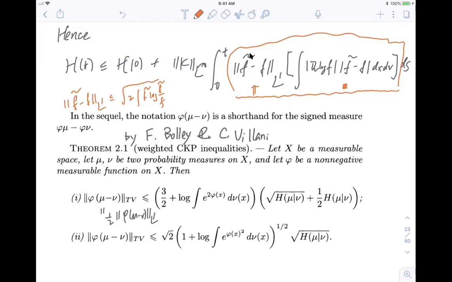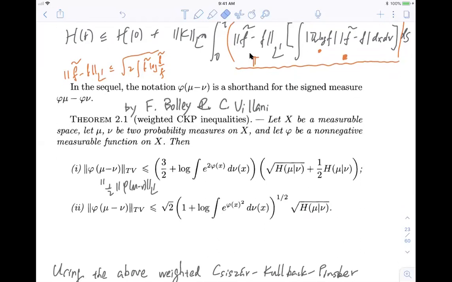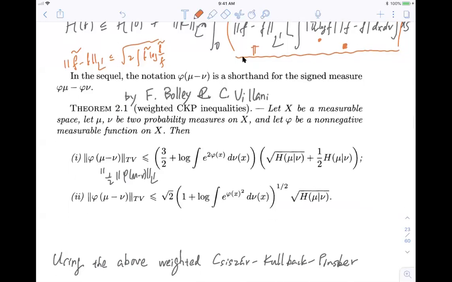But this term is different. Why? Because it's not just an L1 distance. There's a weighted term. This is the weight. But very luckily, there is already some work on the weighted Csiszár-Kullback-Pinsker inequality. In particular, here we use the inequality proved by Bolley and Villani. The index here is just the number appearing in their paper.